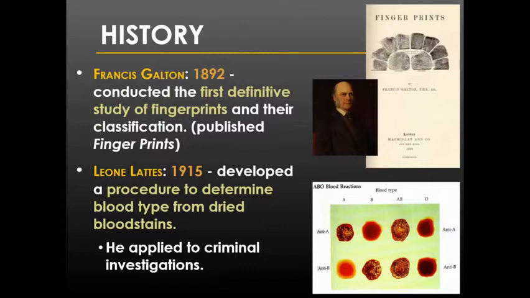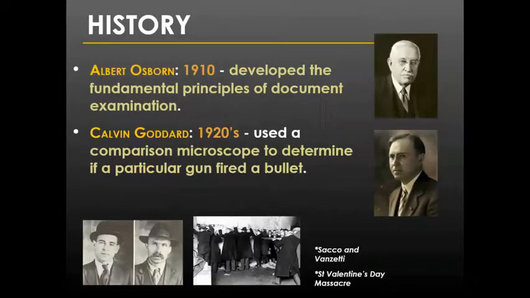Then we have Francis Galton, who came up with the first definitive study of fingerprints and classifying fingerprints. He wrote the first book on it as well, and then used that research in criminal investigations. Leon Lance was the first person to develop a procedure to determine blood type from dried blood stains. We'll talk more this semester about blood type and do some activities on it as well. Well, virtually. And he also obviously applied his procedures to criminal investigations.